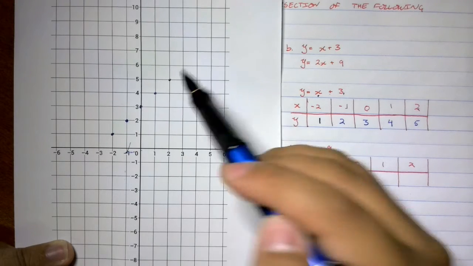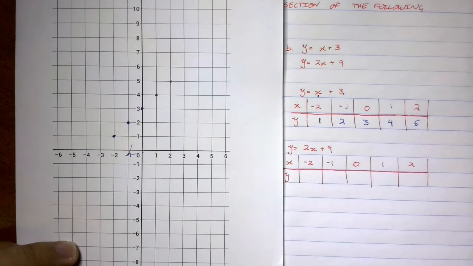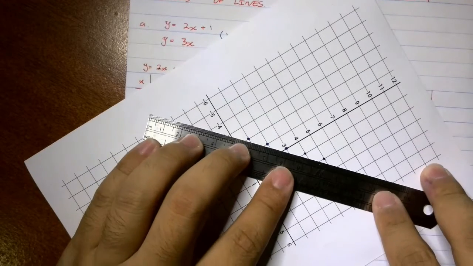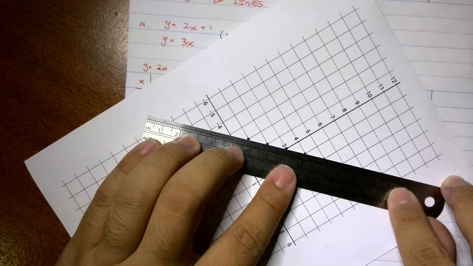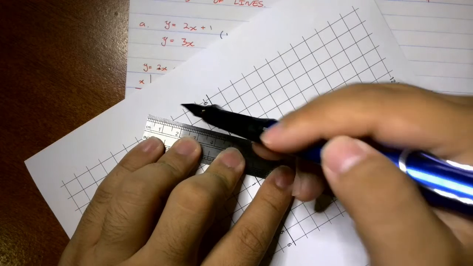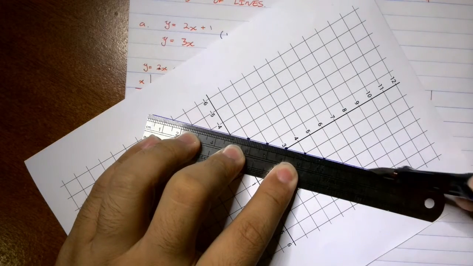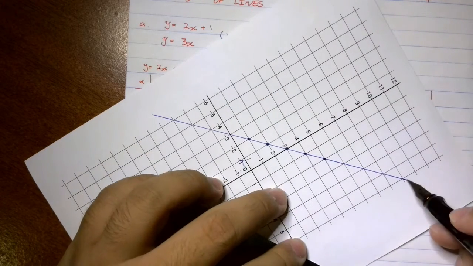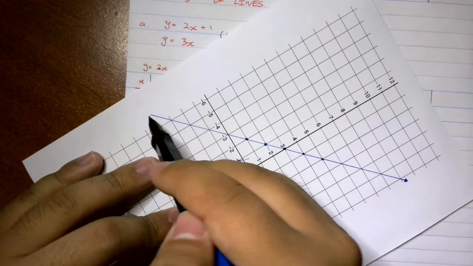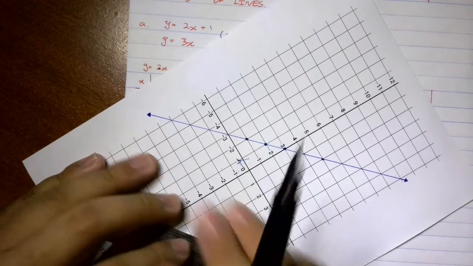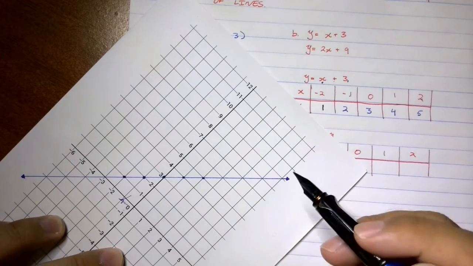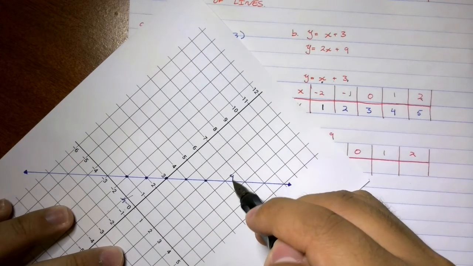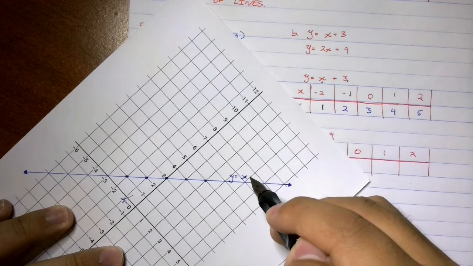Let's join these dots and extend our line. Here we are. Make sure it's as accurate as we can get it. Let's draw little arrows to say that these lines are extending, and that equation is y equals x plus 3. This is y equals x plus 3.